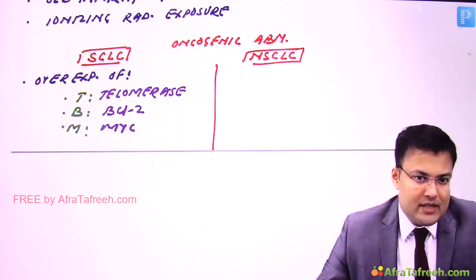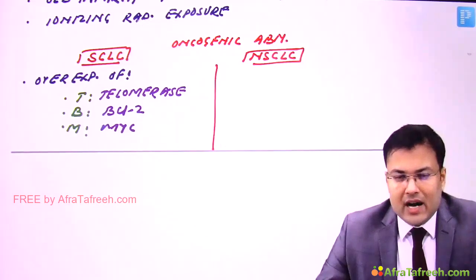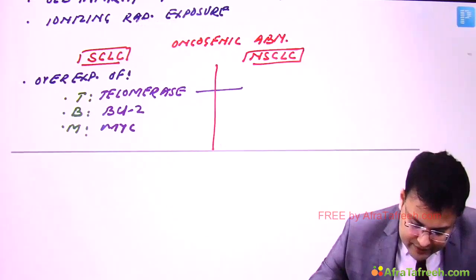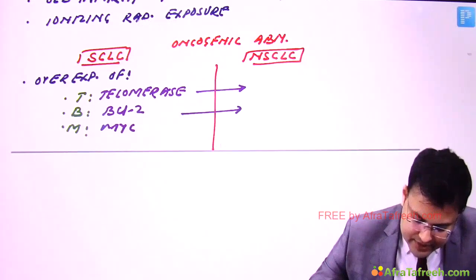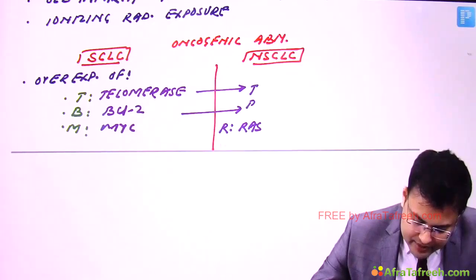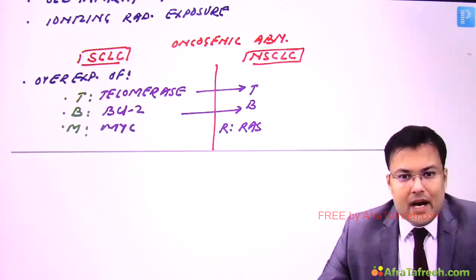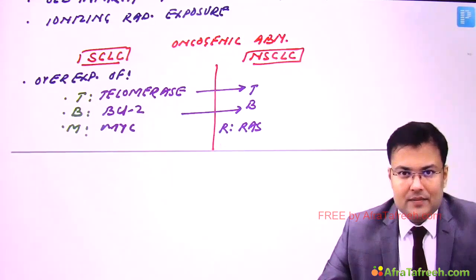But in non-small cell lung cancer, there is overexpression of TBR. T means telomerase, B means BCL2, R means RAS. So here there is overexpression of telomerase, BCL2 and R, and that is RAS. Clear? So how to remember? TBM for small cell lung cancer and TBR for non-small cell lung cancer, right?